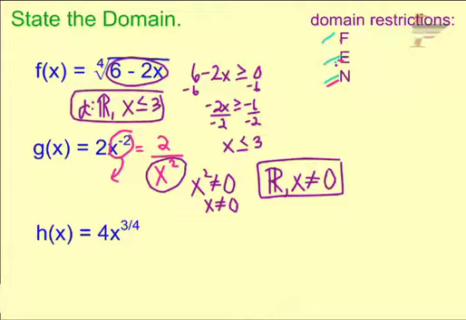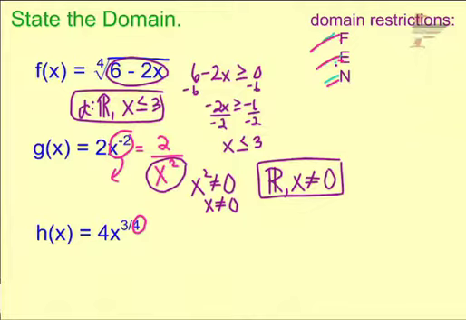Alright, last problem. h of x equals 4x to the 3/4. Go through our domain restrictions. Is x in the bottom of a fraction? No. Are we taking an even root of x? Now you might be quick to say no because we don't see a radical, but when we see that there's x to the 3/4, we want to look at that bottom number and say, is that an even number?